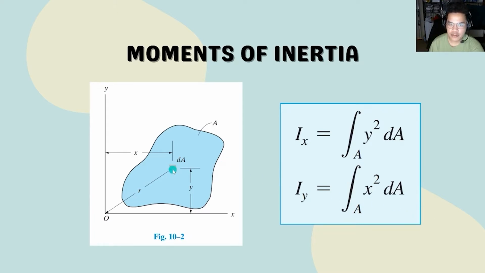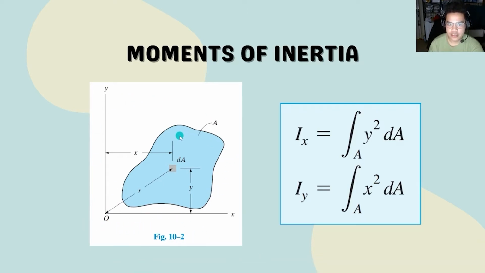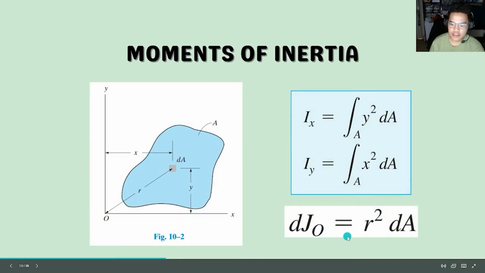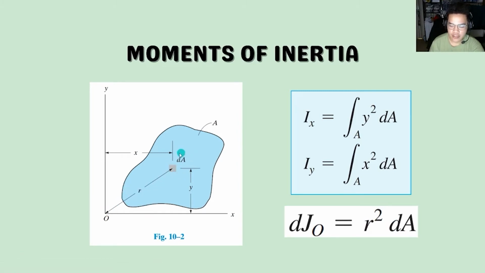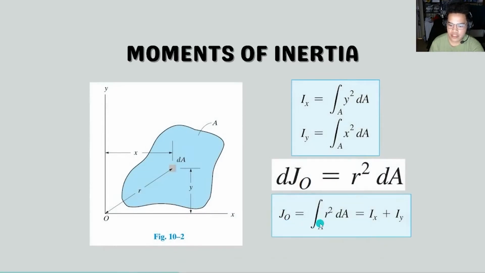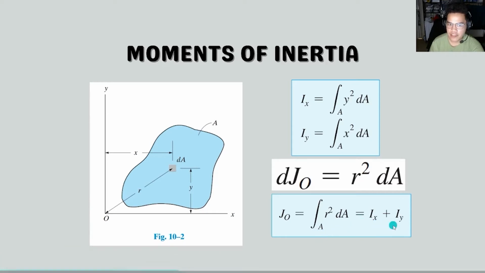We can also formulate this quantity for dA about the pole O or z-axis as shown in figure 10-2. This is referred to as the polar moment of inertia. Therefore it is defined as dJ sub O is equal to r squared dA, where r is the perpendicular distance from the pole or z-axis to the element dA. So for the entire area, the polar moment of inertia is therefore J sub O is equal to the integral of r squared dA over the area, which equals I sub x plus I sub y.